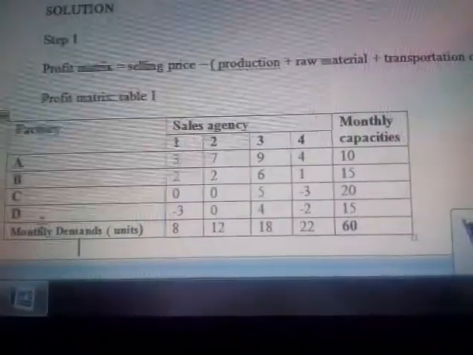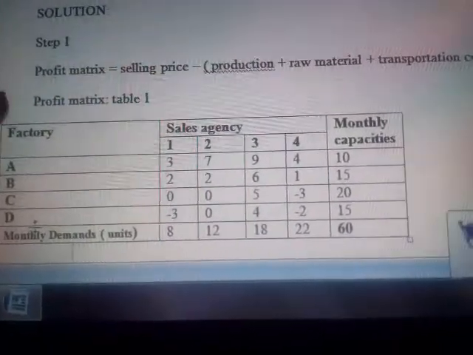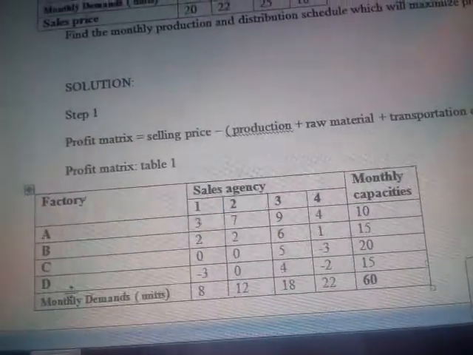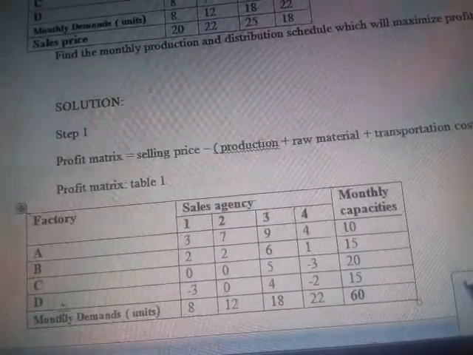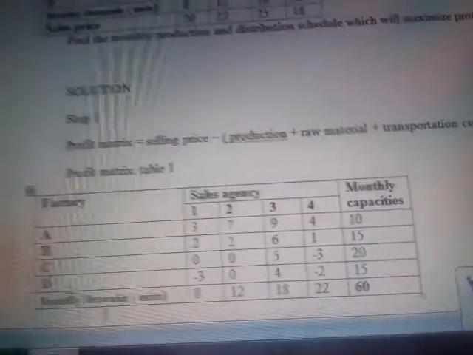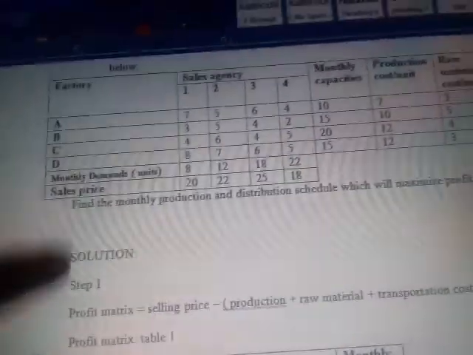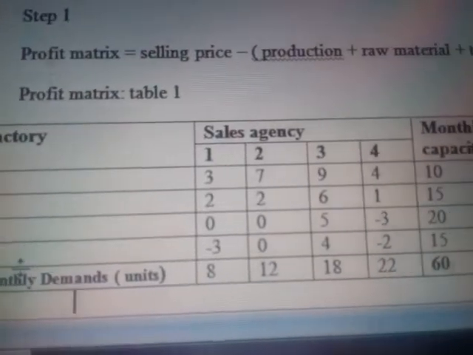Sometimes they will give directly: find the transportation cost and maximize the profit, like that they will give directly. This table they will give, but in this problem they have given different values, so we converted into a profit matrix. Okay, so this is the profit matrix table.